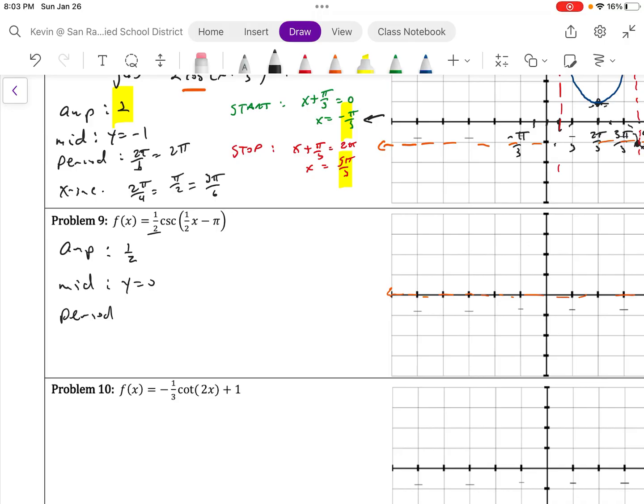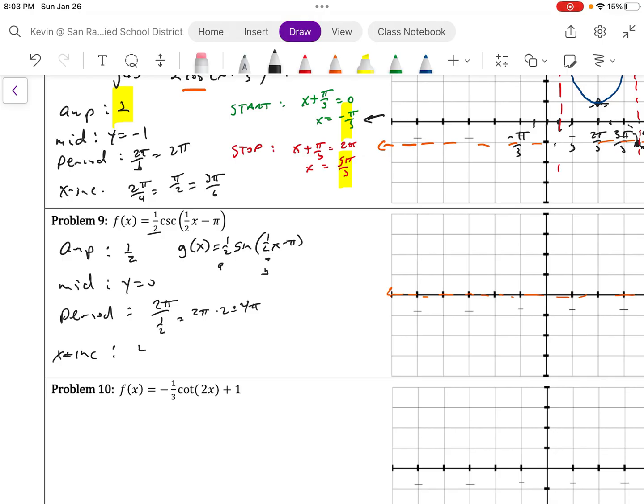Amplitude is 1/2. Period. This is cosecant, so I'm sorry, forgot to mention we're doing our buddy graph, right? 1/2 sine 1/2 x minus pi. Okay, so our period is going to be 2 pi divided by 1/2, because that's what b is. This is b, this is a. So 2 pi times 2 equals 4 pi.